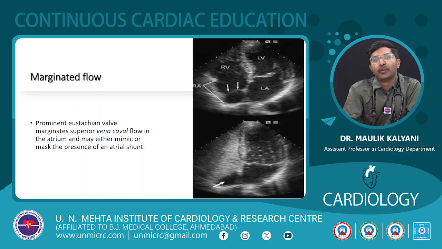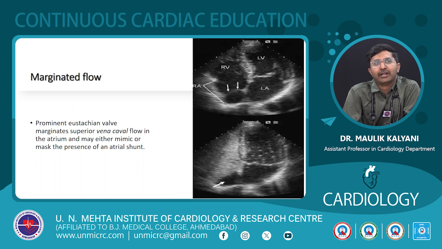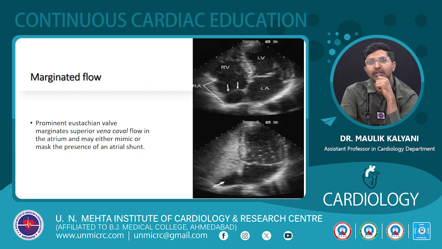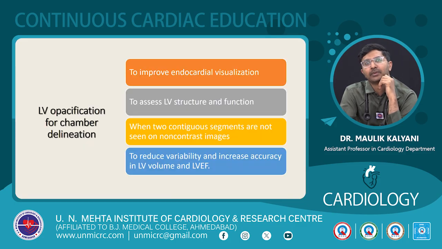Whenever there is a prominent Eustachian valve, it will direct the superior vena cava flow into the atrium, and it will mimic an interatrial shunt because there is a negative contrast. The superior portion in the right-sided image was not opacified because it was the flow from the SVC, which was marginated and preferentially streamed from there because of this Eustachian valve.